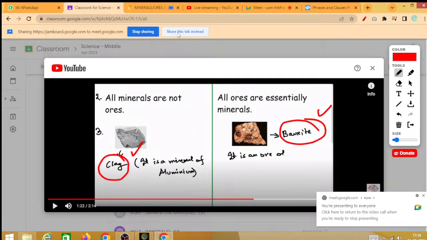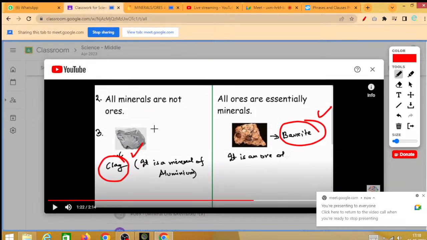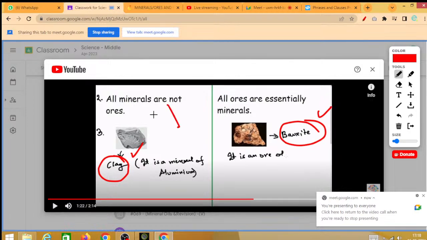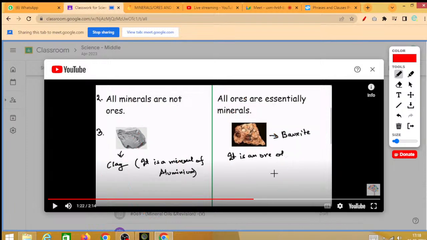Look, here also, this is the section of minerals, this is the section of ores. So you should have understood from this itself. Okay, understood? Yes, sir. Okay, now Yukti's turn.